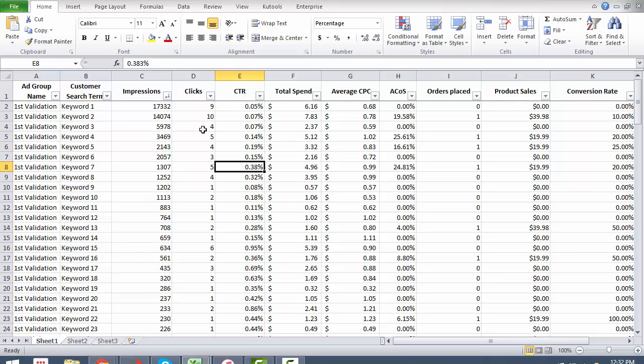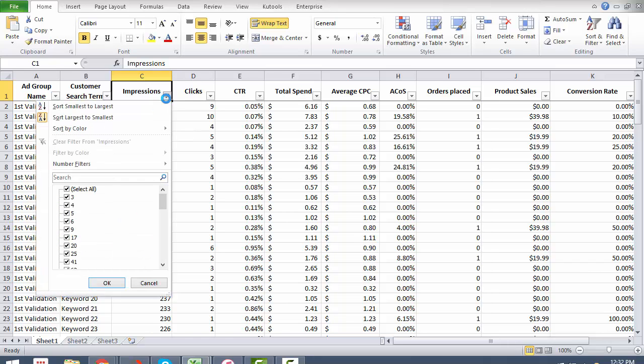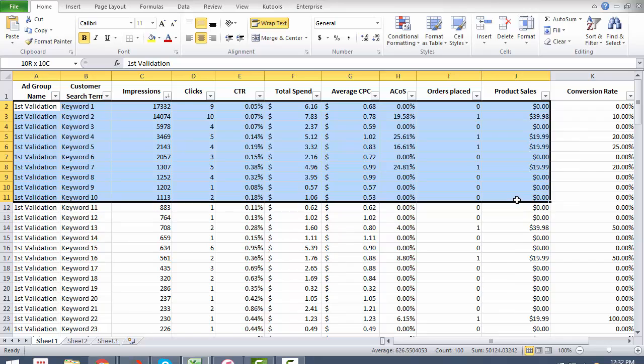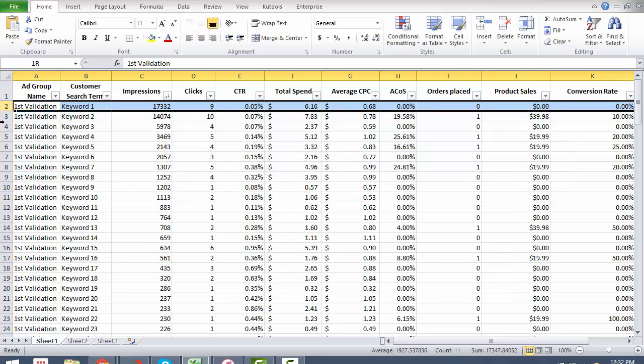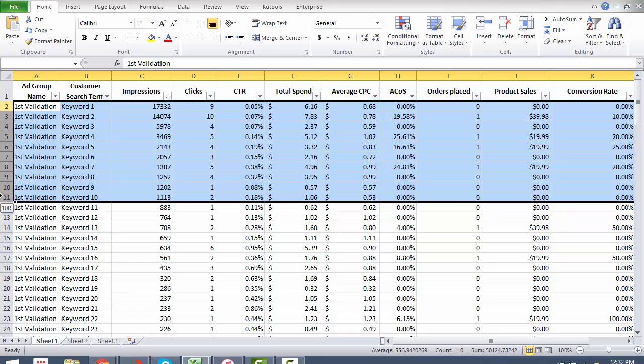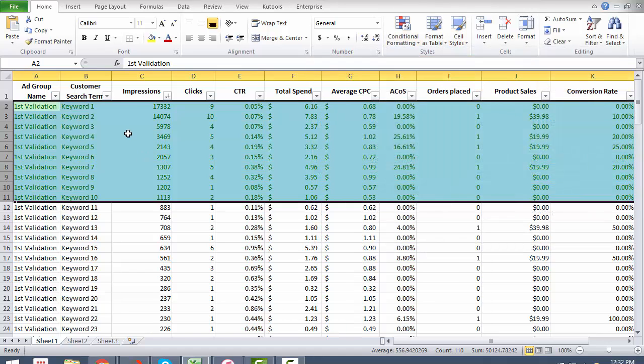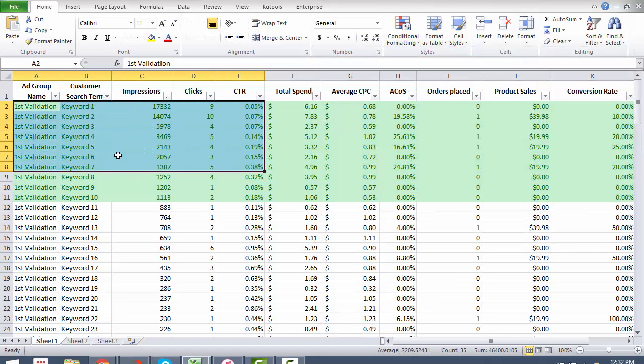So the first thing that you want to do when you're validating your listing is come over here to impressions and sort the impressions from largest to smallest. Once you sort them from largest to smallest, you want to take a look at the top 10 keywords with the most impressions. So let's see, 1, 2, 3, 4, 9, 10. I think that's 10 keywords. So what I like to do is just come up here and highlight them green, because these are the 10 keywords with the most impressions.